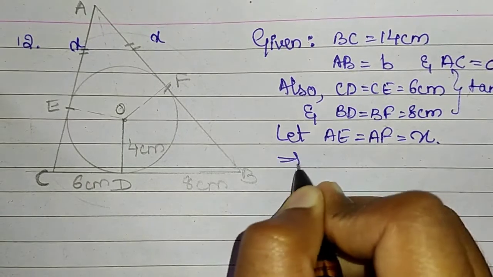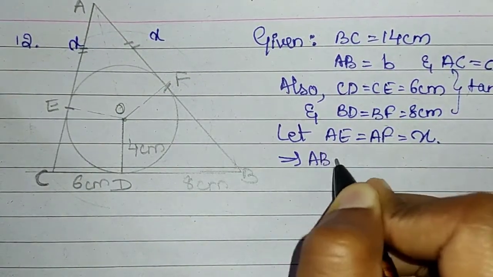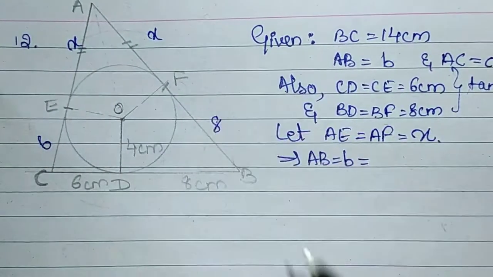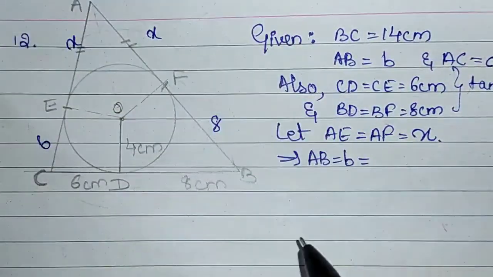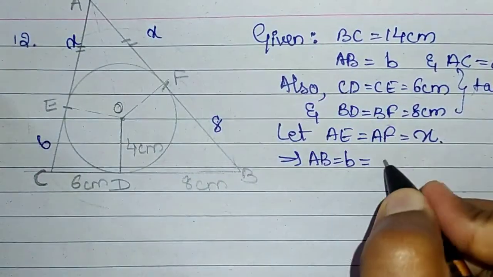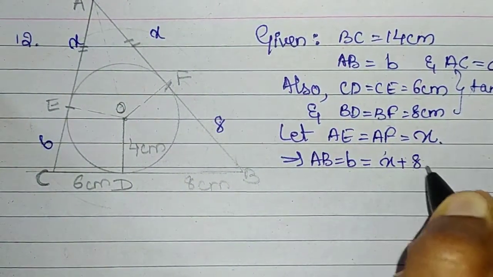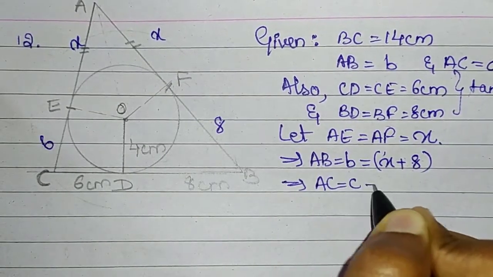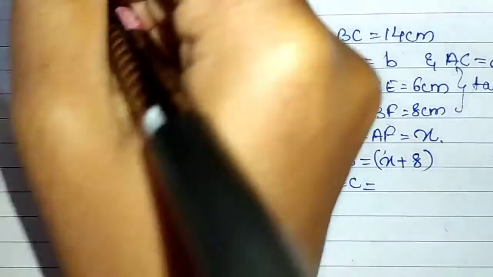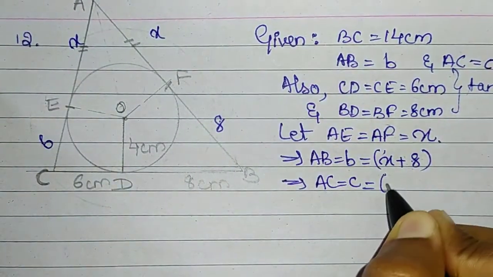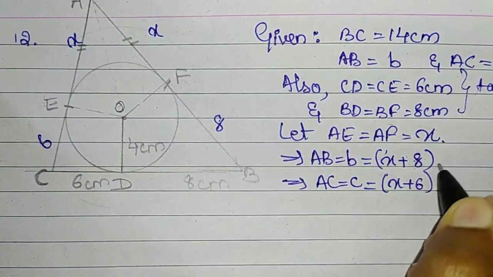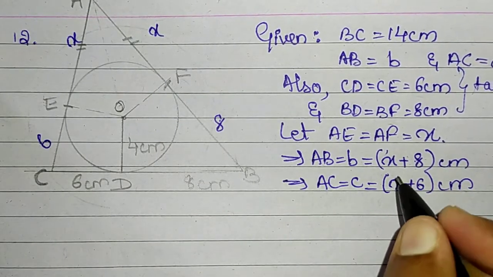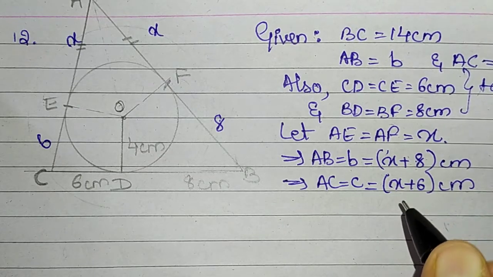So this implies AB is equal to B, since this is 6 and this is 8, AB is equal to B, which is equal to AF plus FB. So it is x plus 8 centimeters. And similarly AC, which is equal to C, is equal to C plus EA, which is equal to x plus 6 centimeters. So our job is to find the length x and thereby find AC and AB.